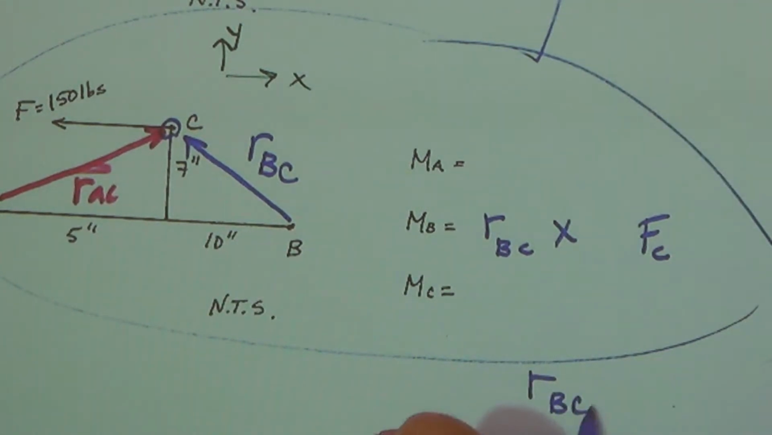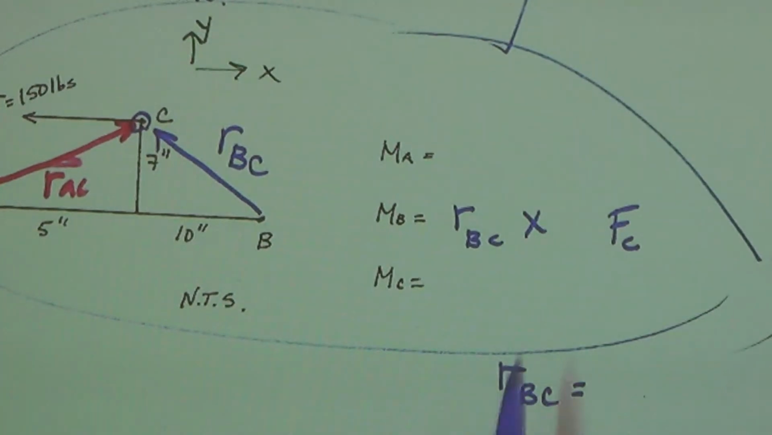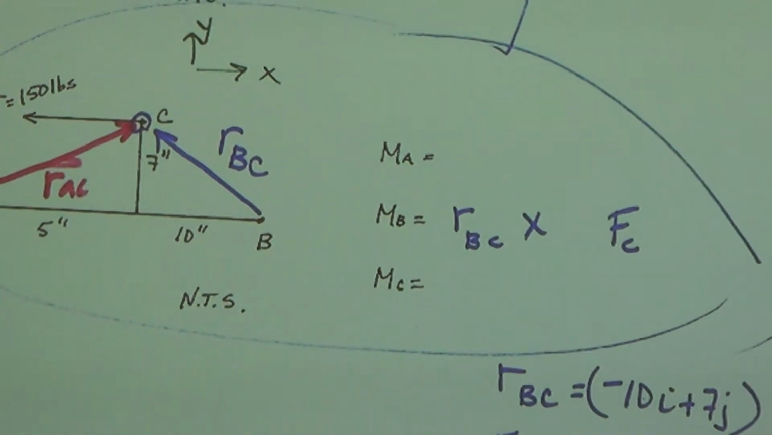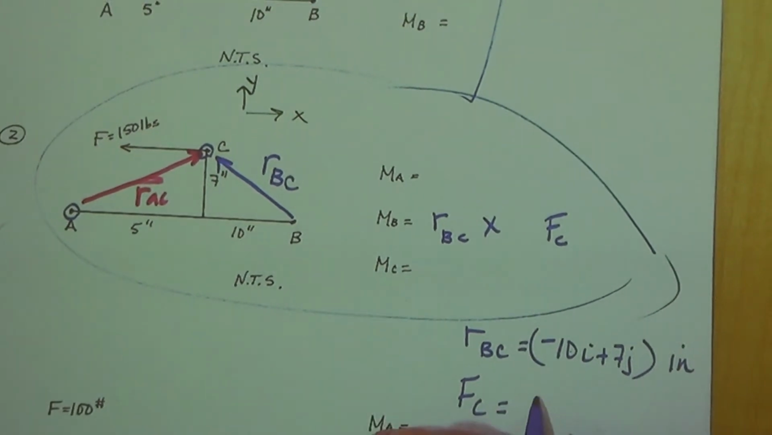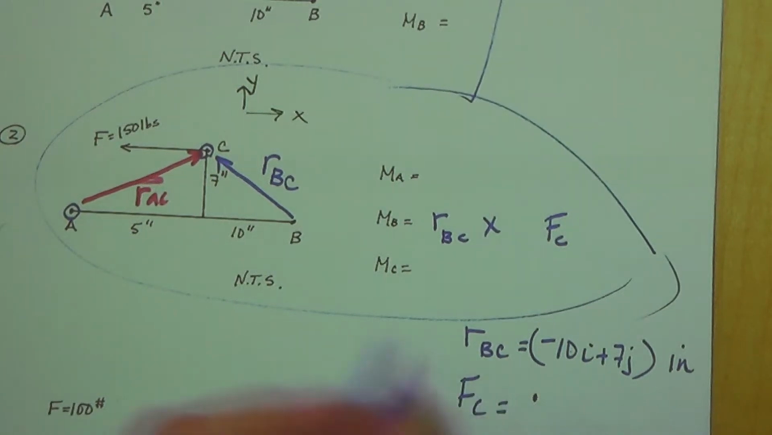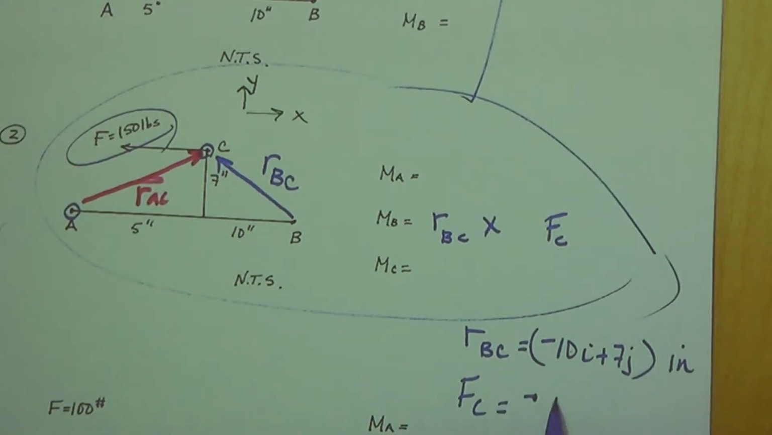So R_BC equals, Kyle, what's R_BC? Negative 10i plus 7j. Great. Units, inches. F_C is equal to, Kyle, keep going. What's the force? Yeah, it's okay, right here. Negative 150, i, j or k? Negative 150i. Right. And it's pounds.